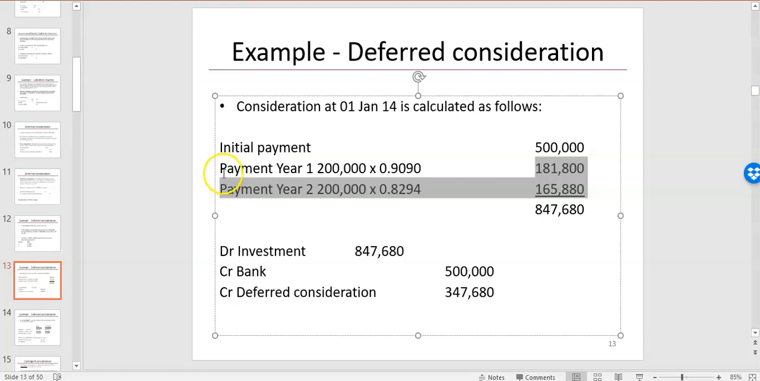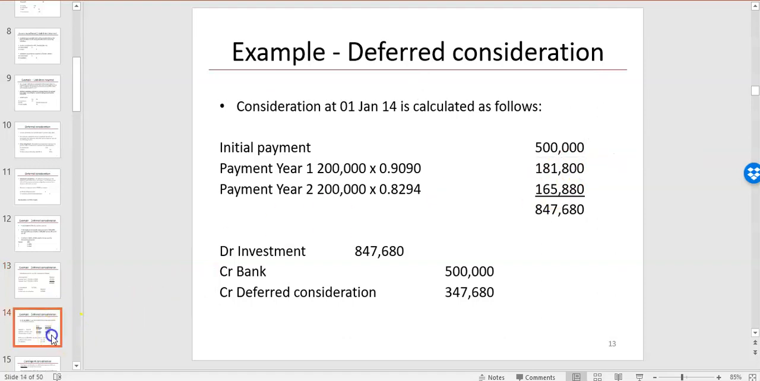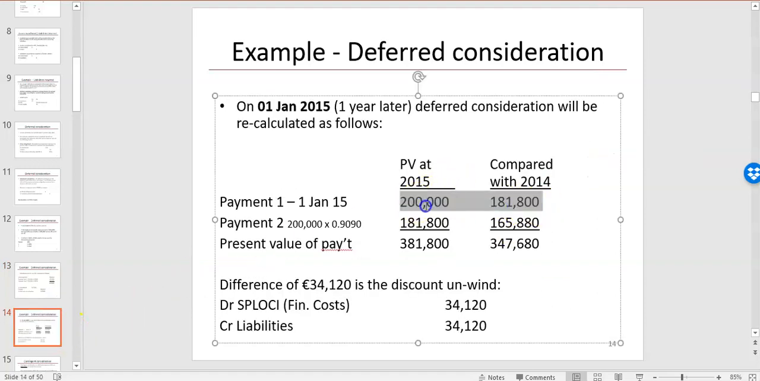So the payment in year 1 at the end of 2014, its now present value is 200,000 because it's going to be paid at the start of 2015. There's 1 day in the difference that's immaterial. So the payment in year 1 now is going to be, the deferred consideration is going from 181 up to 200,000. You compare because it's now at its present value. The payment on the 1st of January 16 is now 1 year away. So it's now valued at 181.